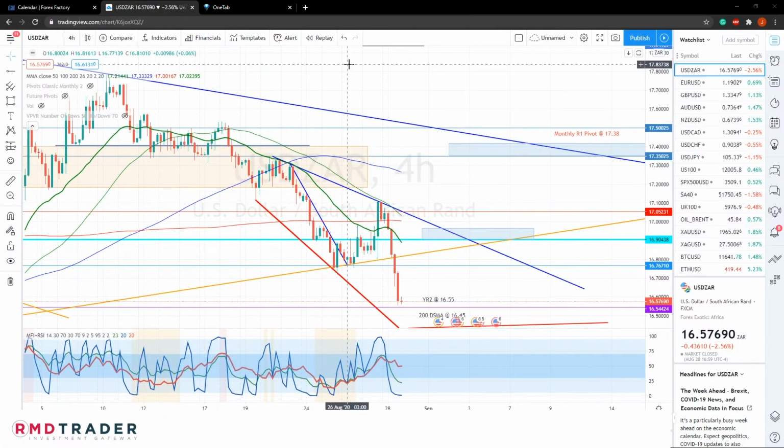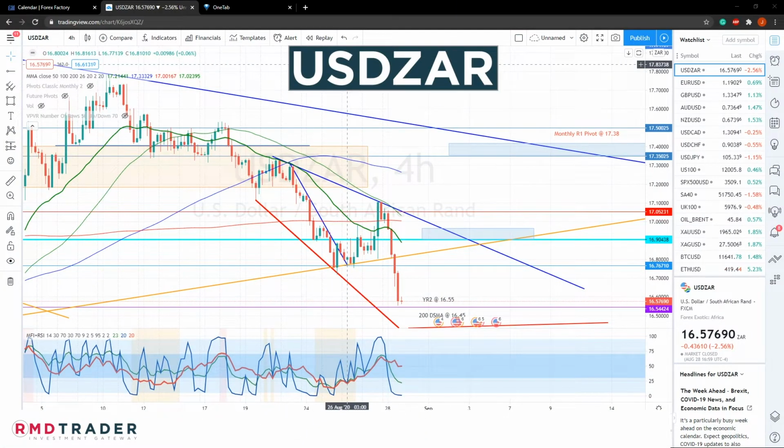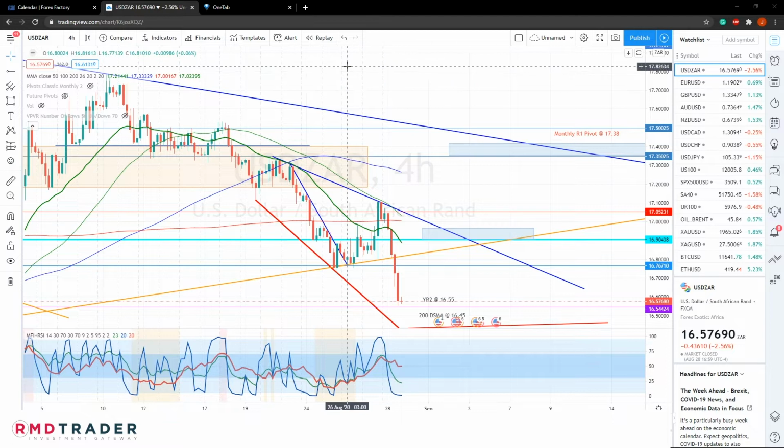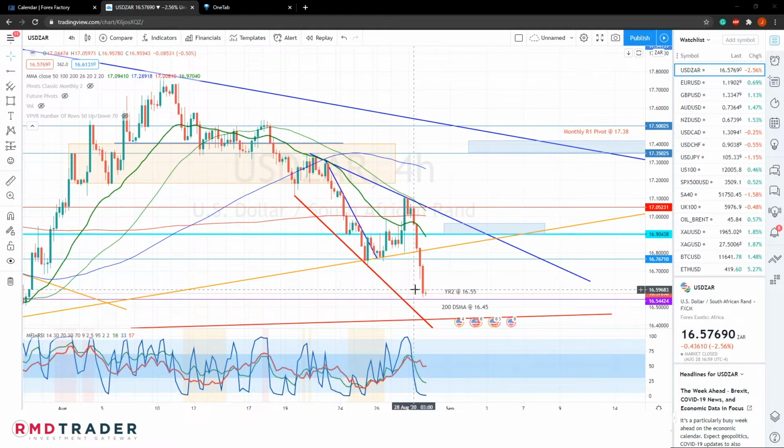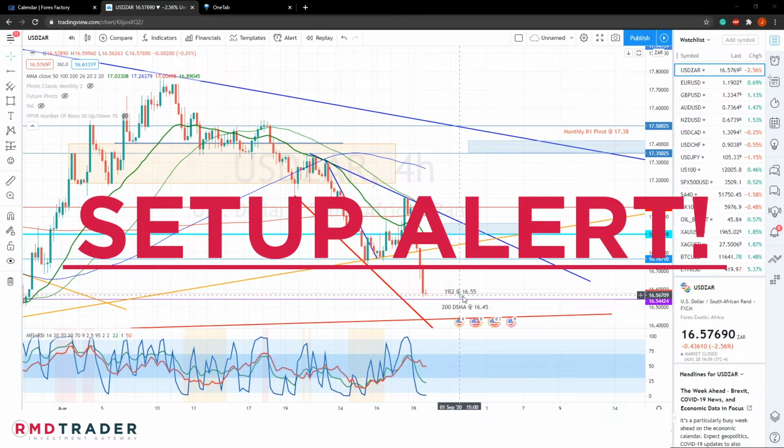We are starting with the US dollar to South African rand. We saw the US dollar weaken substantially against most currencies last week, with the rand being no exception, and gained a lot of strength against the US dollar, with price closing well below our target at 16 rand 90 and only coming to a halt near the yearly R2 pivot at 16.55.